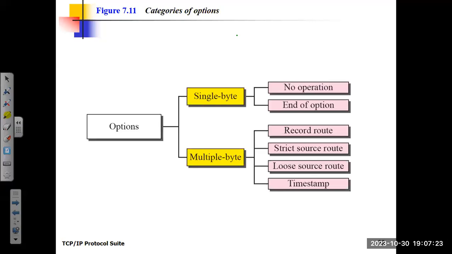So the option is divided into 2 categories, single byte and multiple byte. That's why we say minimum 20, then you will have the remaining. When we talk about single byte, what does that mean? You will use only the first option. You will not use the others. So that means, what is the size of your header? 20 plus 4. The others you don't need. Then you will have multiple bytes. The first one, the single byte, is no operation or end of operation. The others are record route, strict source route, loose source route, timestamp. Those are other debugging utilities, and I will show you how.